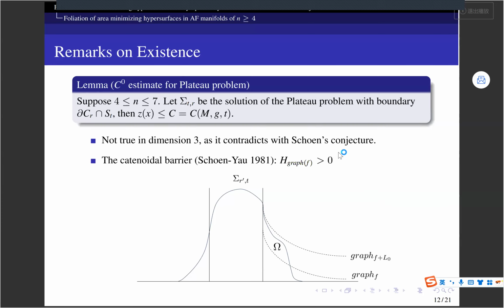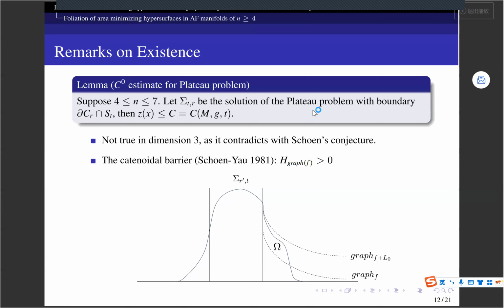Is there any questions about the first part? So this means you solve the free boundary minimal surface, and then this minimal surface will stay in some compact set, a uniformly compact set. Yes, its z coordinate is uniformly bounded. It means it must lie between two parallel hyperplanes. Oh, okay, I got it.